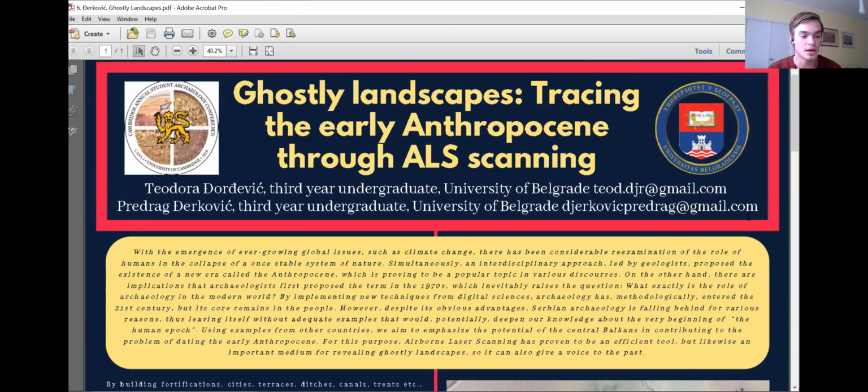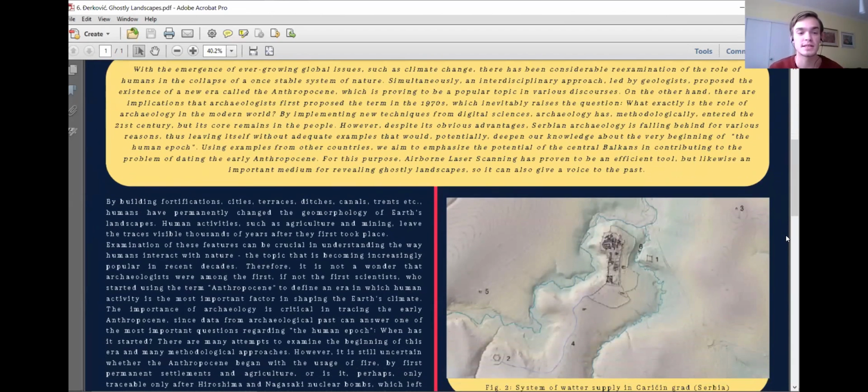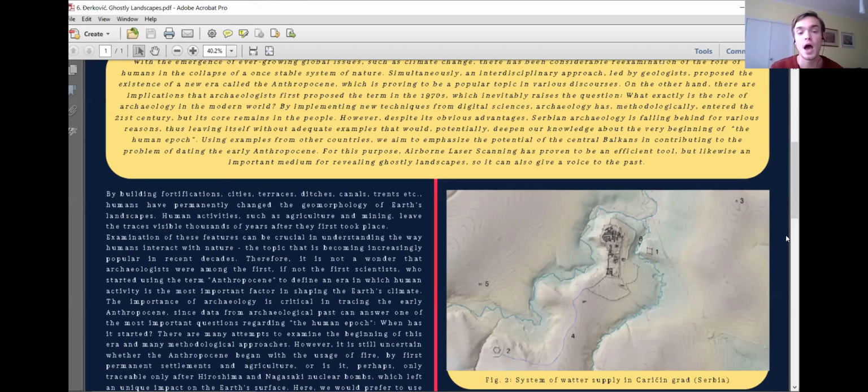Now, we actually have to start with explaining what the Anthropocene really is. It's a geological era that is proposed by geologists, biologists, as well as evolutionary biologists, people who study ecology, etc. And archaeologists are also getting more and more concerned about this topic. Basically, the Anthropocene is a human era or a human epoch, which was proposed in the 1970s because it had been noticed that humans actually start having a major influence on our nature and landscapes. So the scientists decided to name the whole era after the humans. So it got the name Anthropocene.